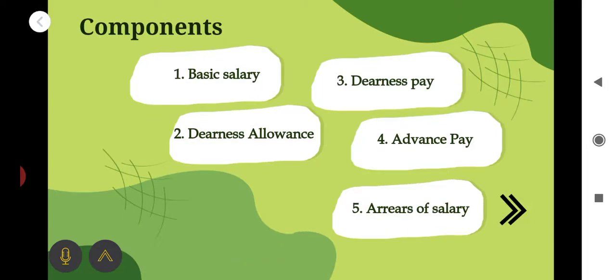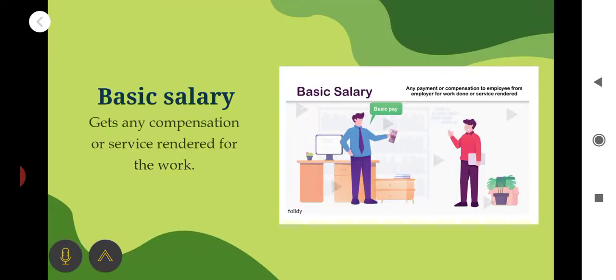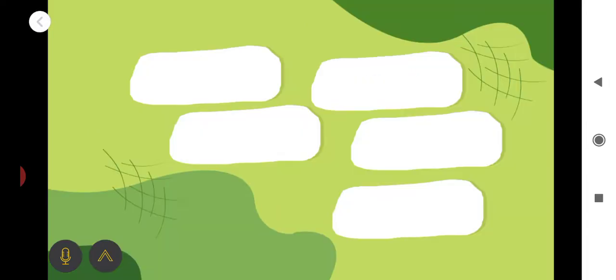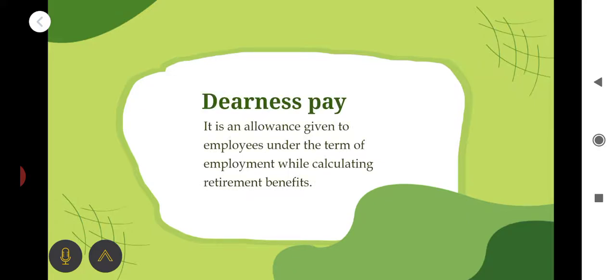First one, basic salary. That means it is any compensation for service rendered for the work at the time of contract or at the time of service is called basic salary. Then dearness pay means it is an allowance. It is also just like a dearness allowance. It is given to an employee under the terms of employment while calculating the retirement benefit. You have to bear in mind the term, that is calculating the retirement benefit.